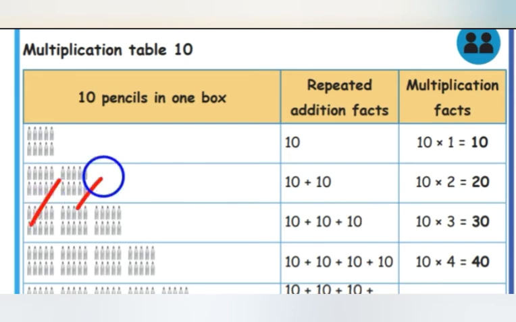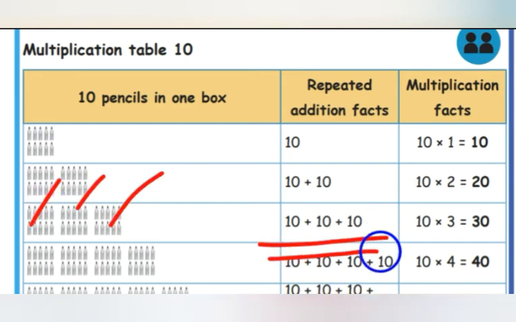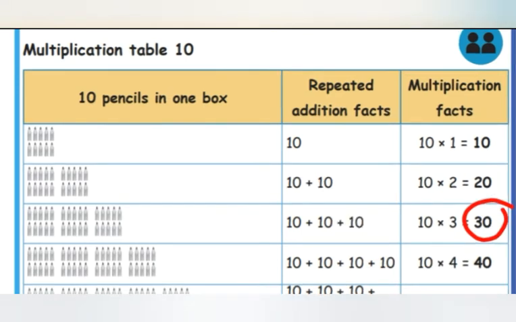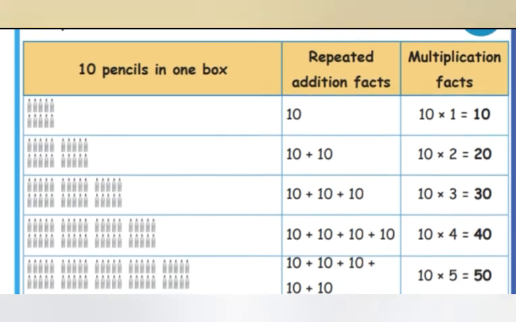See, 3 times 10. So, number of pencils is 10, 3 boxes. The total number of pencils is 30. The multiplication fact is 10 into 3 is equal to 30.